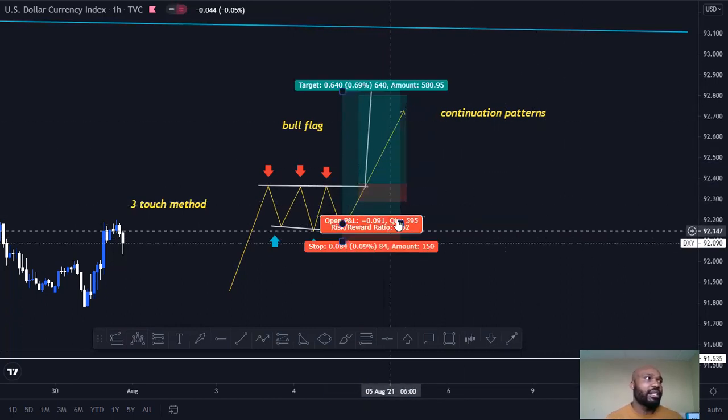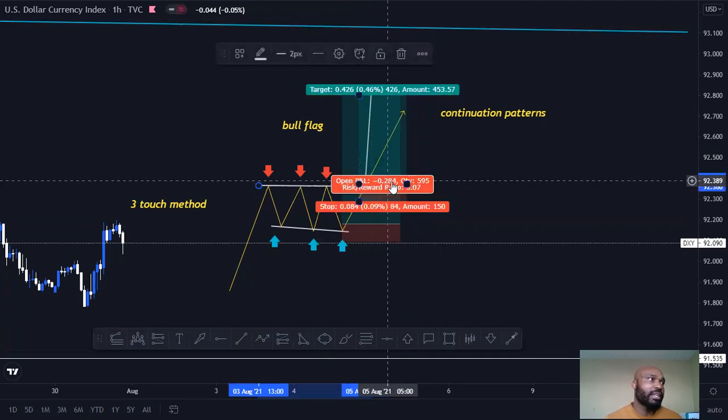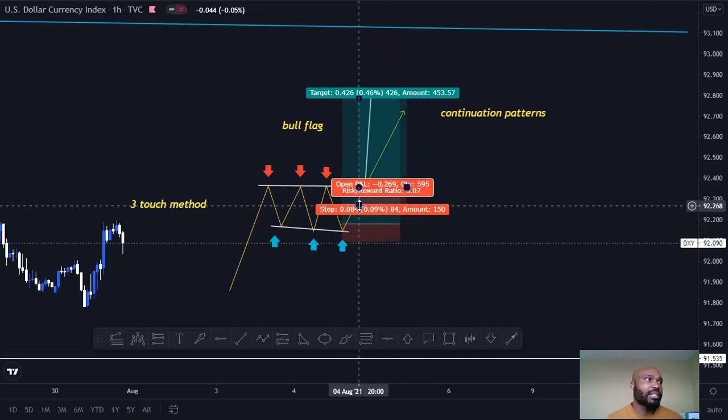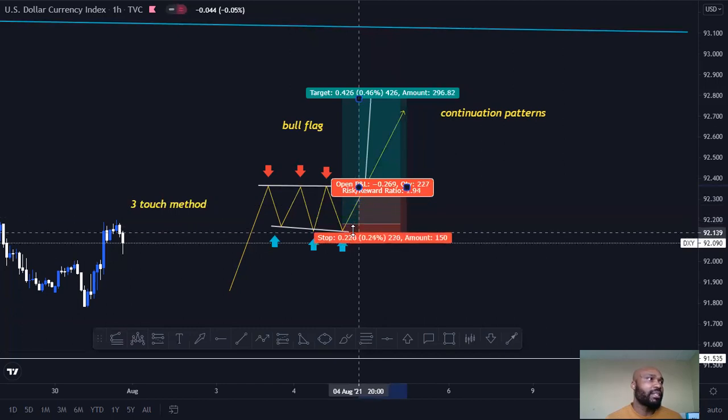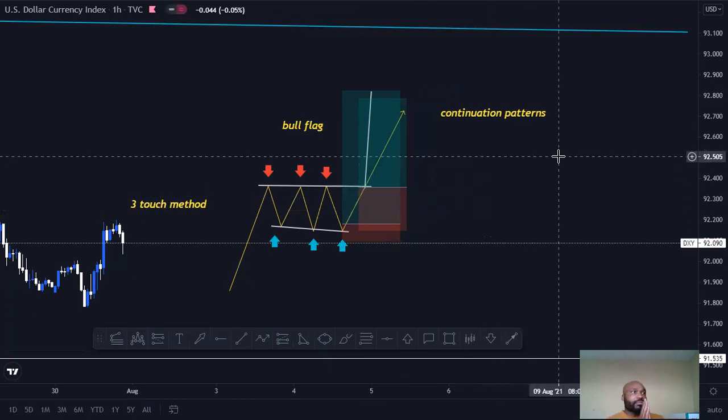Every trade you take is an experience. Every mistake you make in trading is an experience. Every loss you make is a lesson, guys. So don't ever take your losses as a way of losing money, but your losses are a way of what? Learning. Okay, guys.